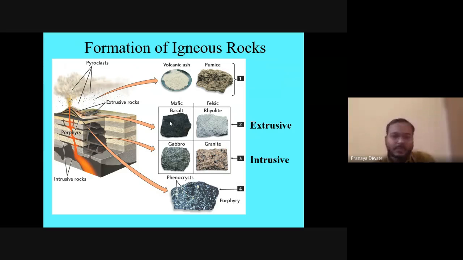Whereas what is felsic? Felsic materials are those which have more SiO2 in them. That is known as felsic rock. So mafic and felsic, these are two different kinds of rocks. Mafic rocks have more ferromagnesian material, and felsic rocks have more SiO2 in them.